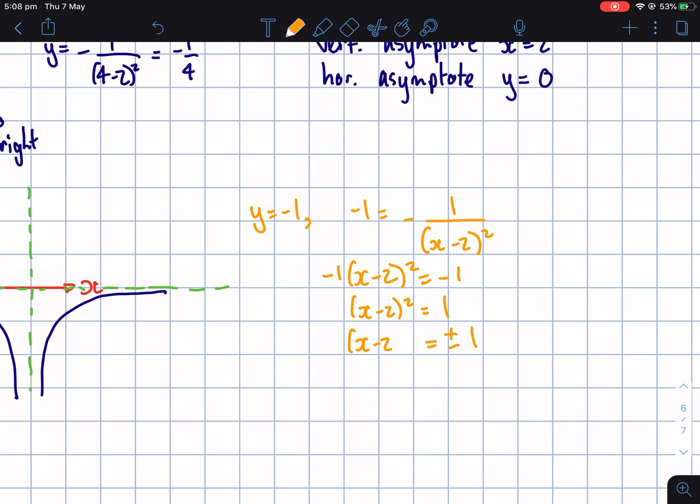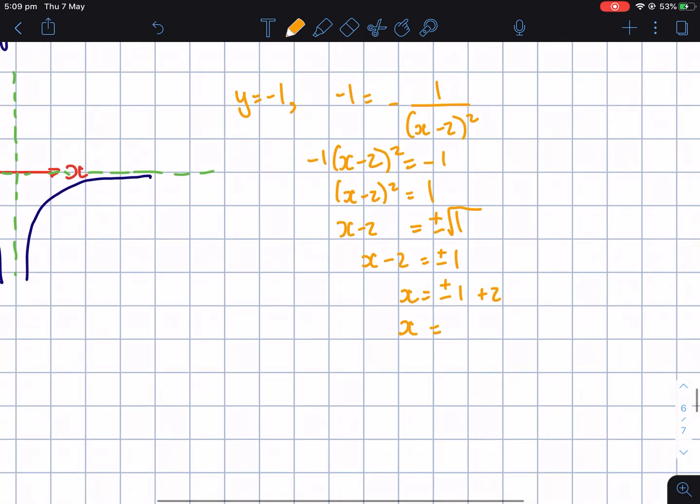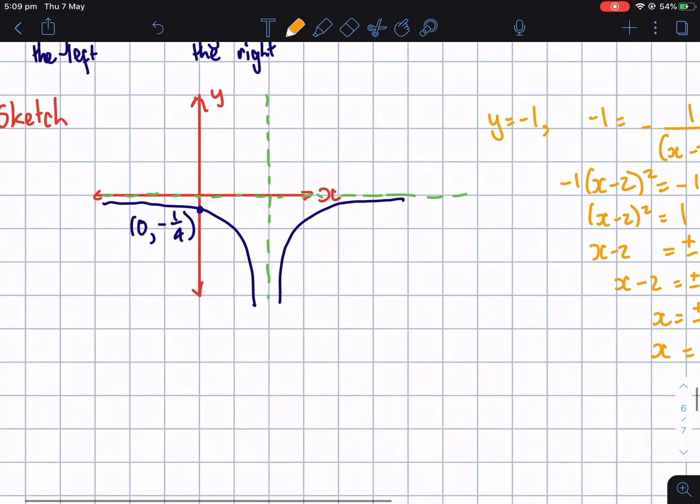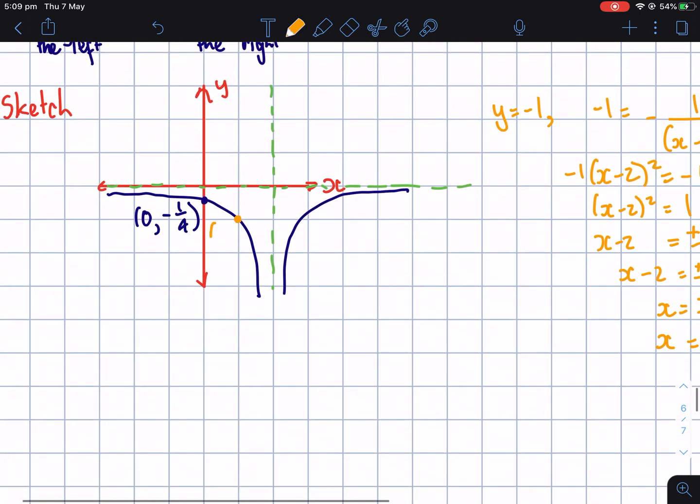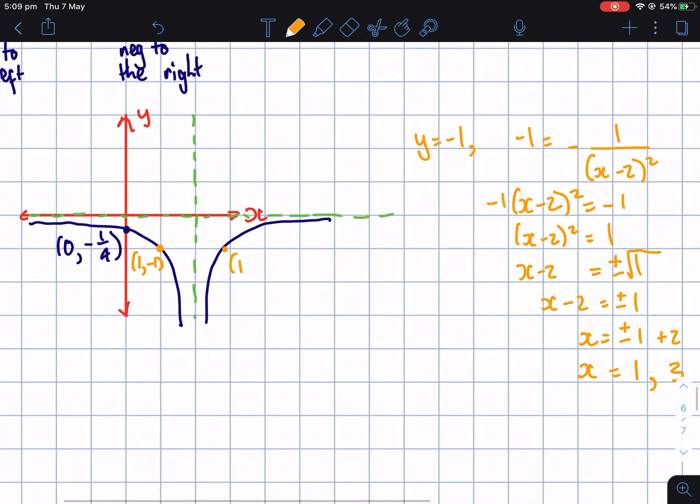Plus minus the square root of 1. So x - 2 equals plus minus 1. So x equals plus minus 1 plus 2. So x equals -1 plus 2, which is 1, and +1 plus 2, which is 3. So I'm going to call them this point. This is (1, -1), x is 1, y is -1. And this is x is 3, y is -1.